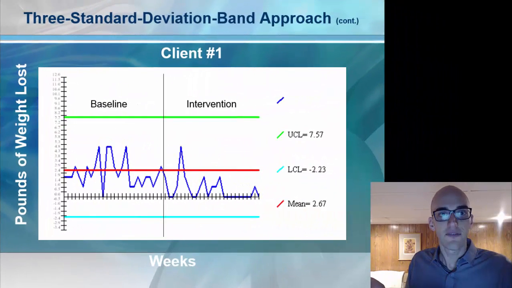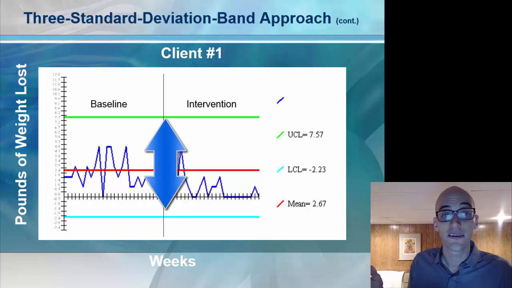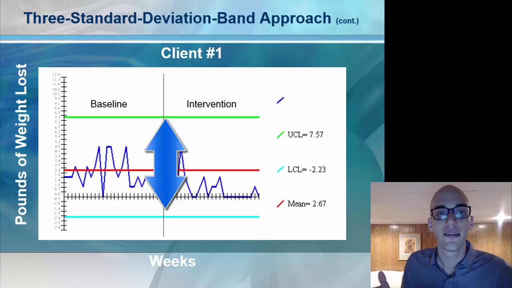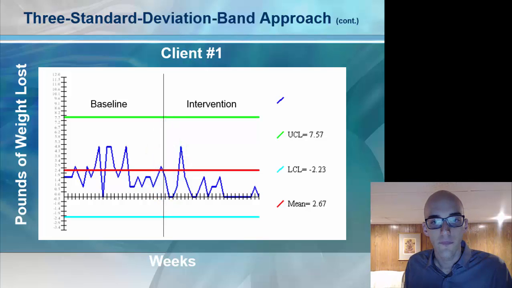So this is an example from Singwin. During our baseline mean, we can see it's 2.67, and our upper control limit is 3 standard deviations above the mean, and the lower control limit is negative 2.23, which is 3 standard deviations below the mean. And so none of these points are above the upper or below the lower control limit, so there's no statistically significant change from baseline to intervention.